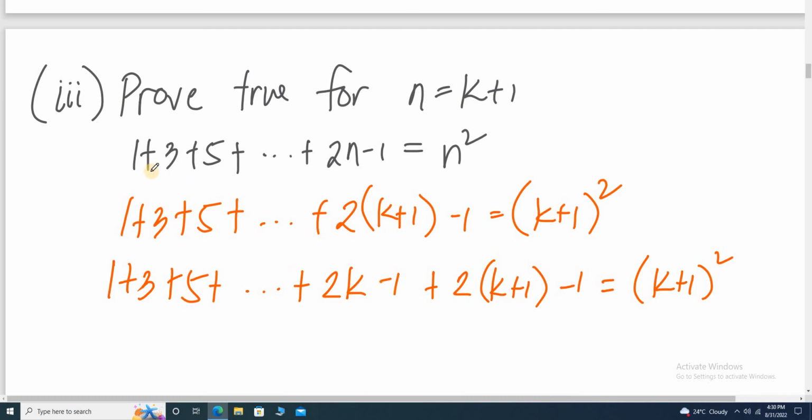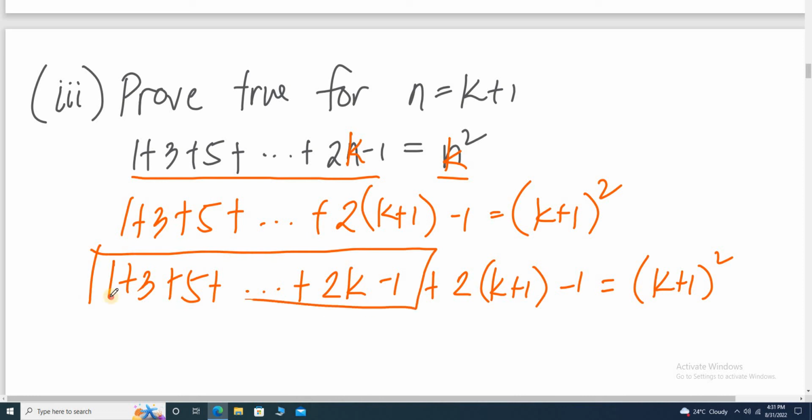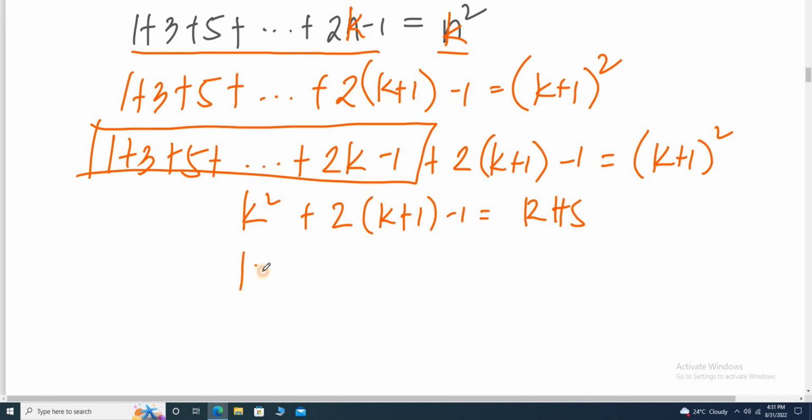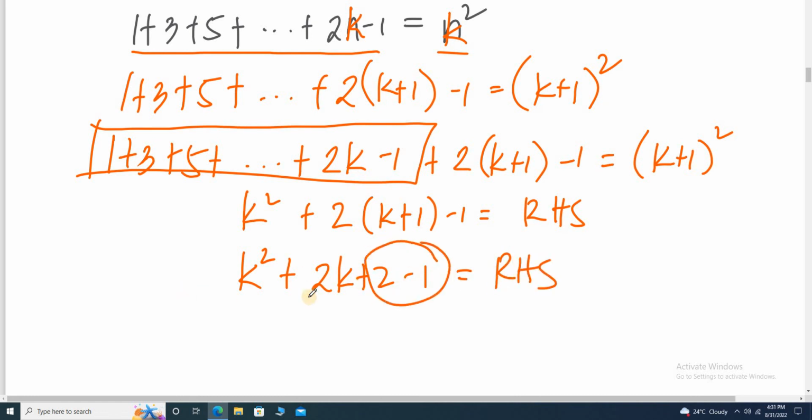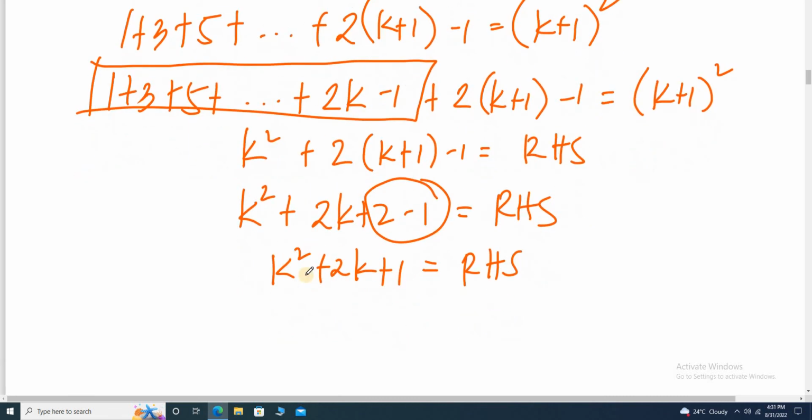So I needed that because I'll be utilizing the assumption that this left side is equal to the right side. So if we replace this by k, we are now dealing with this value. This value is equal to k squared. So that is k squared plus 2k plus 1 minus 1 is equal now to the right-hand side. And simplifying the left side, that is k squared plus 2k plus 2 minus 1 is equal to the right-hand side. Simplifying this, I have 1. So k squared plus 2k plus 1 is equal to the right-hand side. And then by factoring, you end up with k plus 1 squared, which is the same as the right-hand side. So therefore, it's still true. We now proceed to the second example.